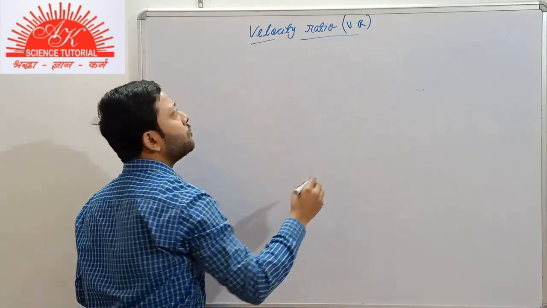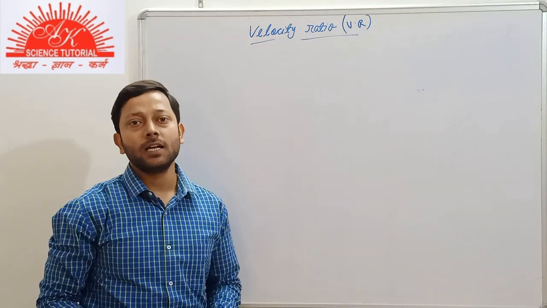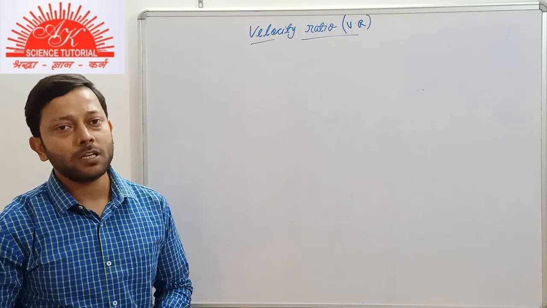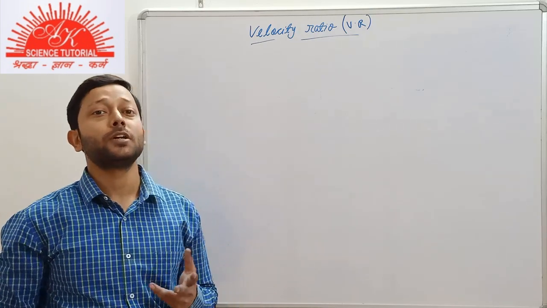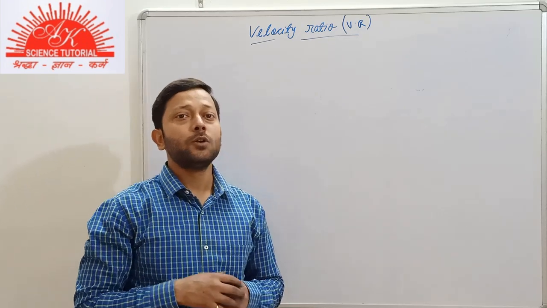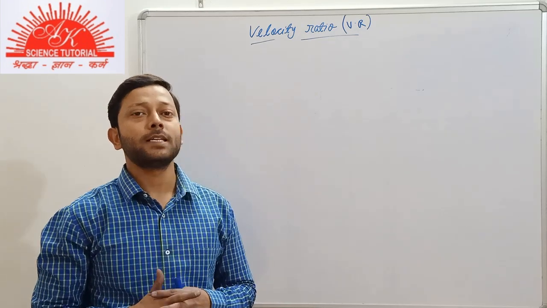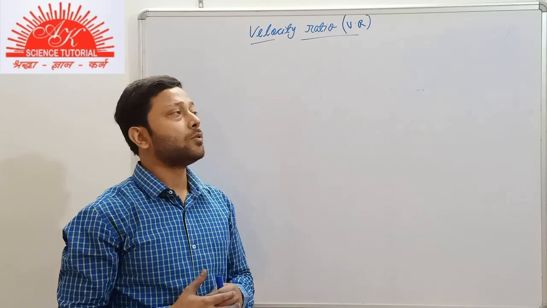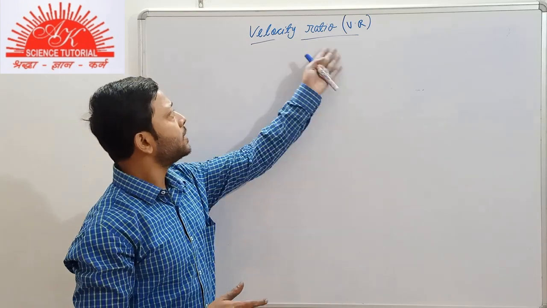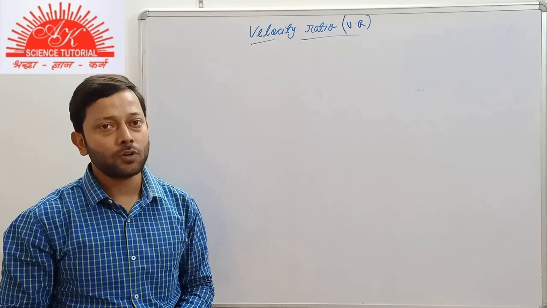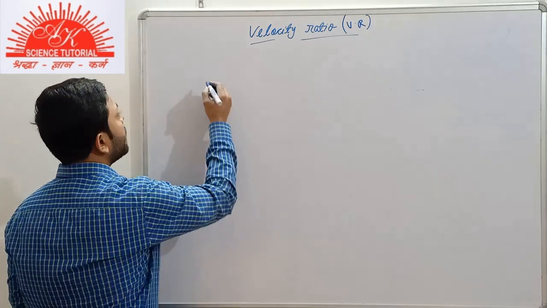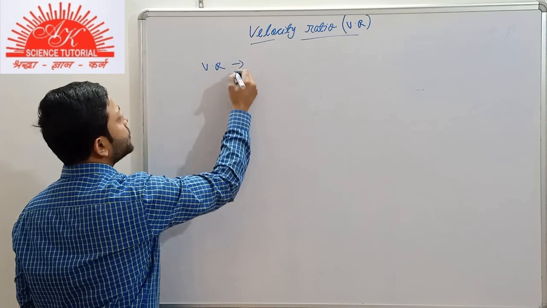As the term sounds, velocity ratio must be the ratio that will compare the velocities. Velocities of what? Obviously here we have two things only, two forces only, that is the effort and the load. So it must be telling us about the ratio of the velocity of effort to the velocity of load. What is it? If you are asked to define it, what is velocity ratio?